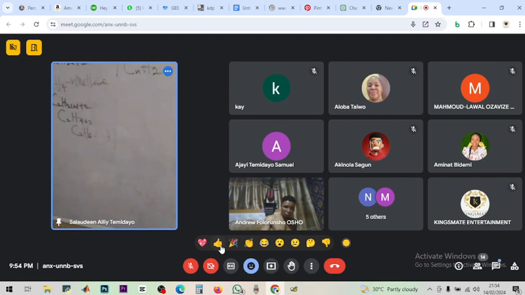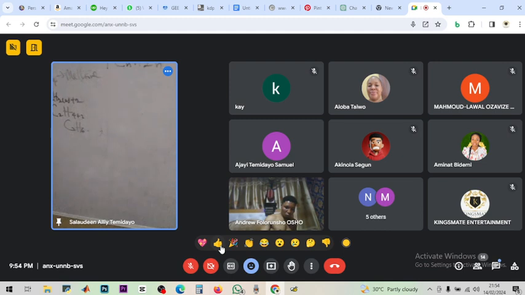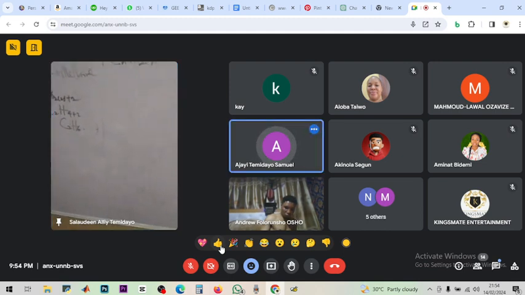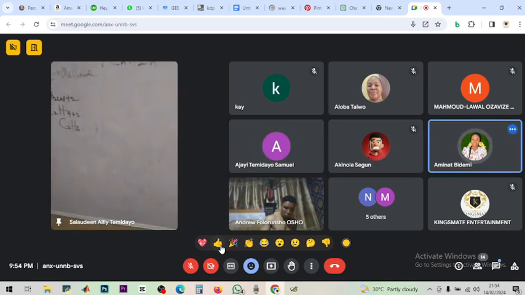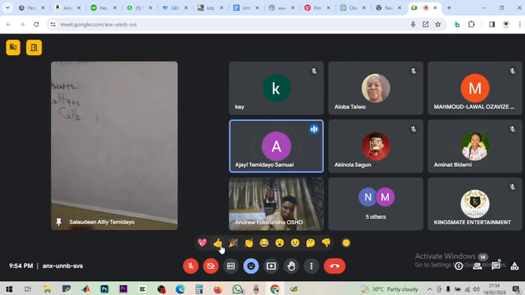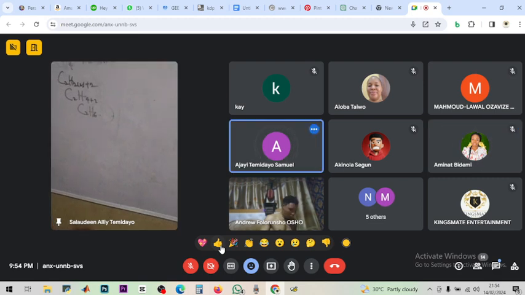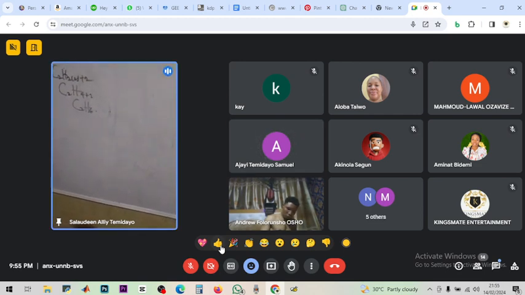Perfect. So after propane, Mr. Ajayi, can you tell us the next one, its formula and its name? C4H10, butane. That's very right. And the next one after butane is pentane, C5H12. That's perfect. We've understood it.